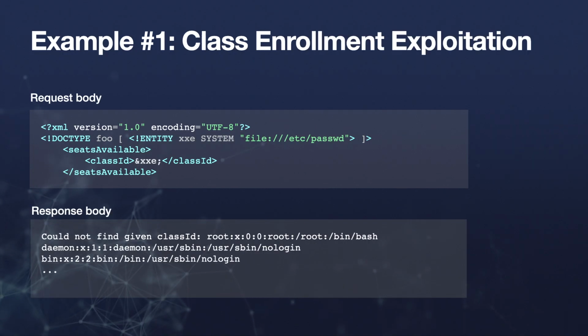When we run this payload, we'll see in our response that we get some type of error. It says could not find given class ID. However, instead of returning the number of spots available, it then returns the contents of the file that we specified in our payload.